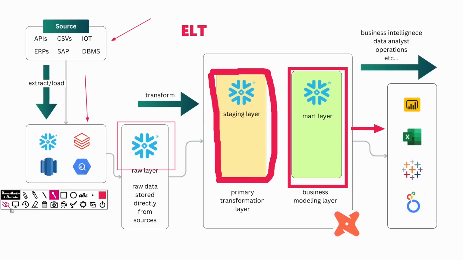So to recap, our raw layer is simply our entrance for all our source data. No transformation, no touching, no nothing is being done on our raw layer. Our staging layer is where all our transformation, cleaning, and ensuring our data is useful is done. And then our marts layer is where all our business modeling and data modeling is carried out, which is then shipped off to the business intelligence and the data analyst.